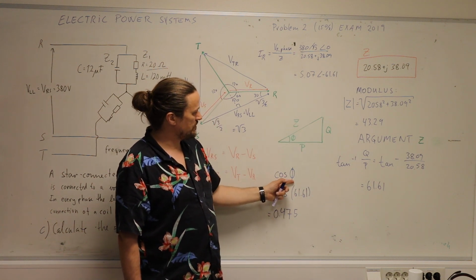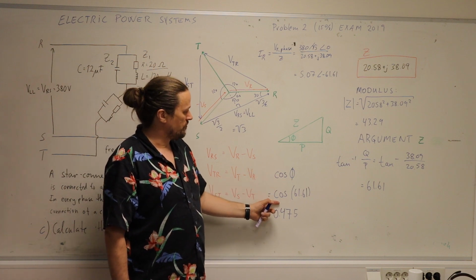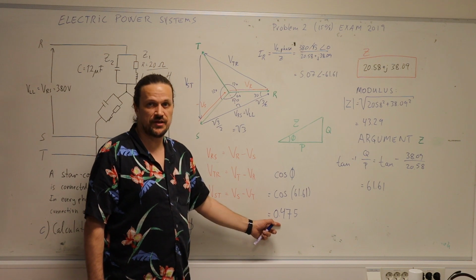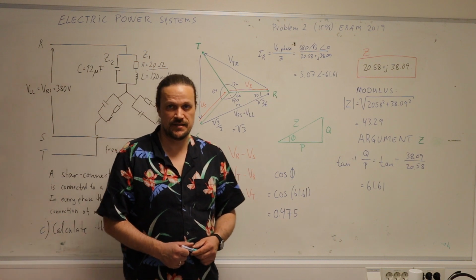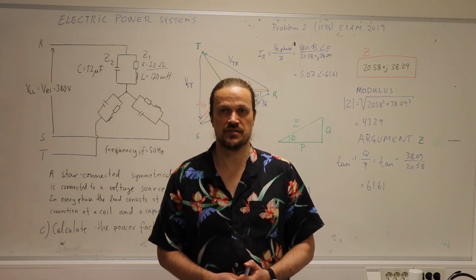And then we can simply take that into the cosine phi, and we will take cosine of 61.61, and we will get the ratio, which is here 0.471, and that's the answer to the exam question from 2019 and the task C.